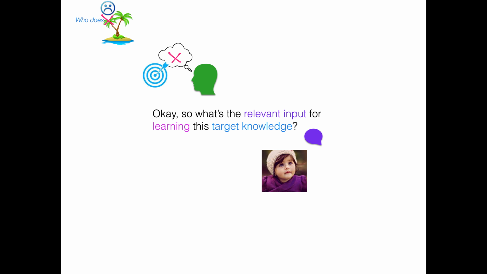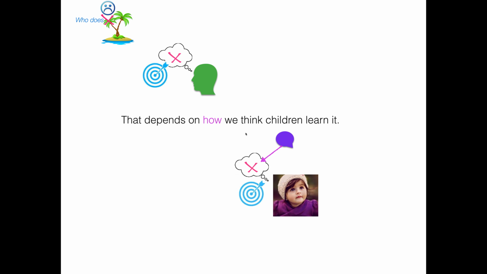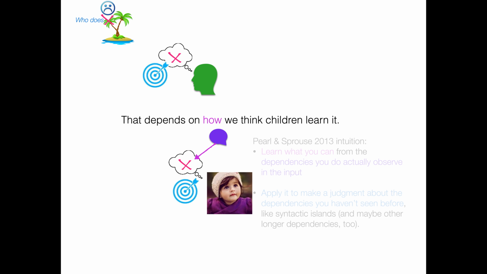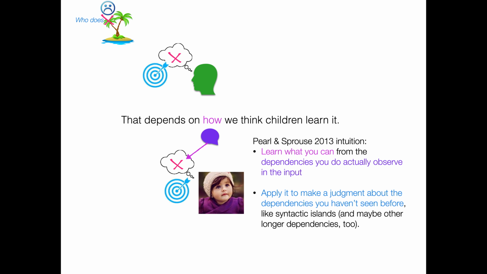Okay, so now what's the relevant input for learning this target knowledge of syntactic islands, right? What part of the input should we be looking at? And of course, this depends on how we think children learn it. That is, what is the learning theory that transforms that input into the knowledge needed to produce the observable output, right?